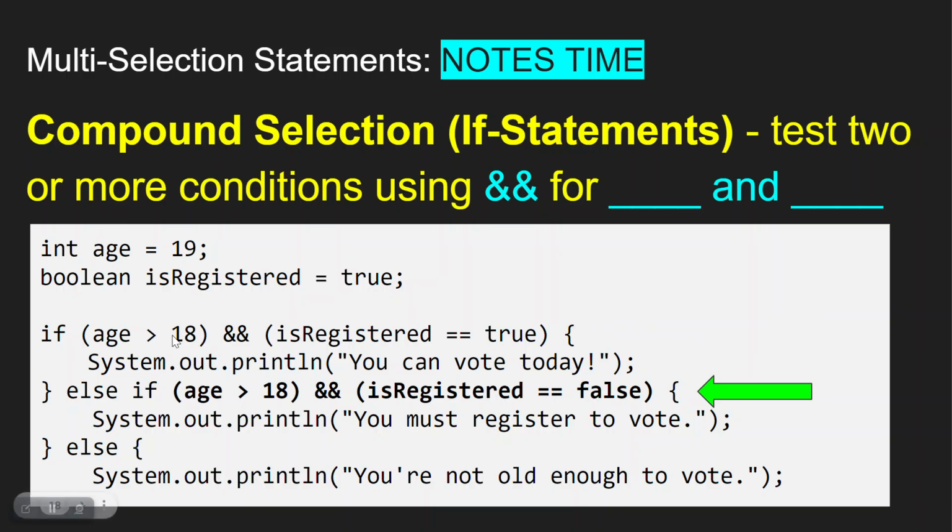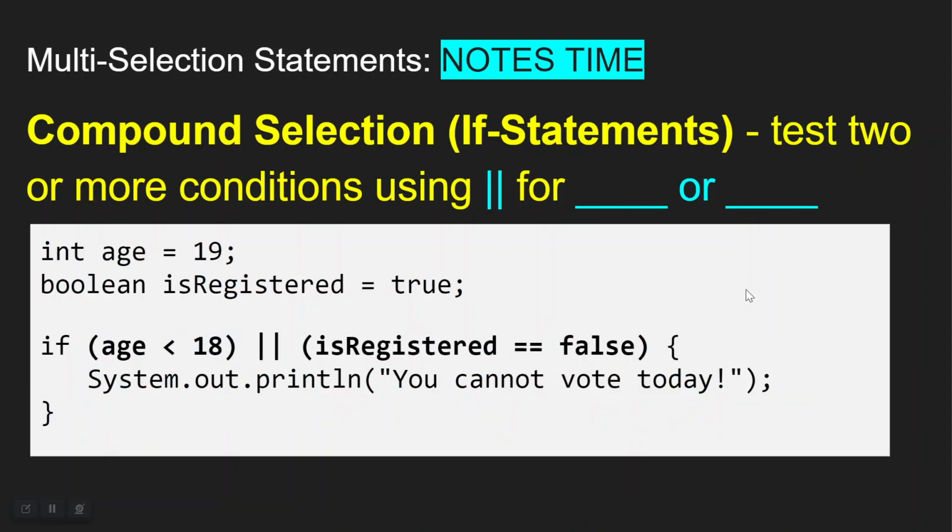If these are not both true, then we can also check else if age is greater than 18 and isRegistered is equal to false. Then we would probably tell that person "you must register to vote." And so there you go, that's how that would work. And of course, if it doesn't pass both of those, we would go into the else, which says "you're not old enough to vote." And there you have it.